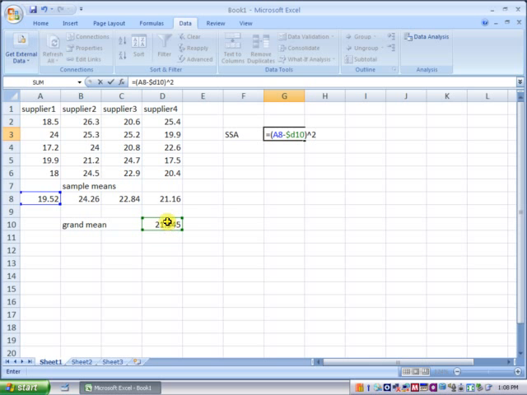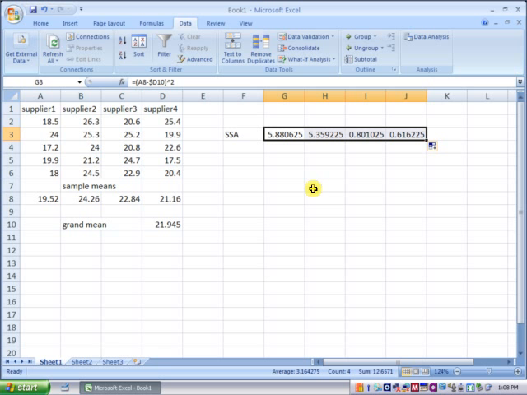And that's our formula. That says take the sample mean, subtract the grand mean, but anchor the grand mean in column D because we're going to drag across, and we don't want that dragged across. So there is the difference squared. Now let's drag that across. And there are the four numbers.